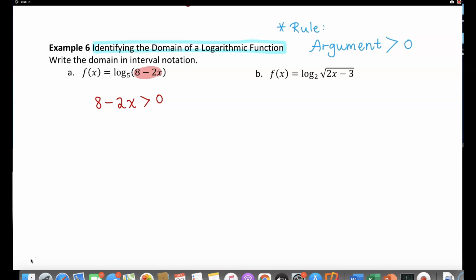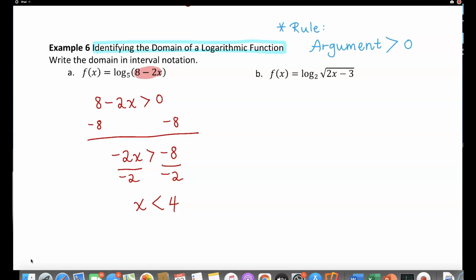And you solve this. First, subtract 8 from both sides. If I do that, I'll get negative 2x is greater than negative 8. Divide both sides by negative 2. Dividing by a negative number will make our inequality flip to the other side. So x is smaller than negative 8 divided by negative 2, which is positive 4. So if x is smaller than 4, x will keep on going to the left.